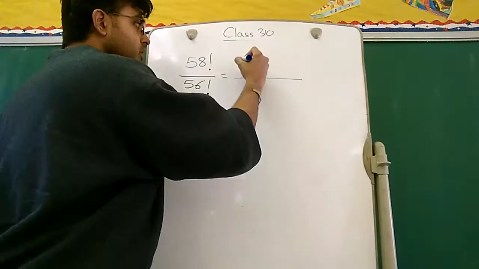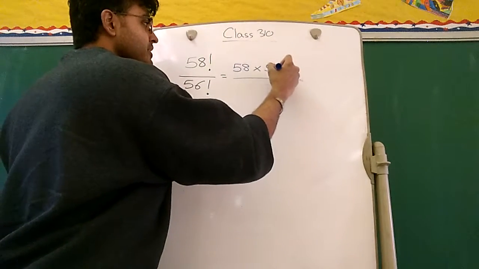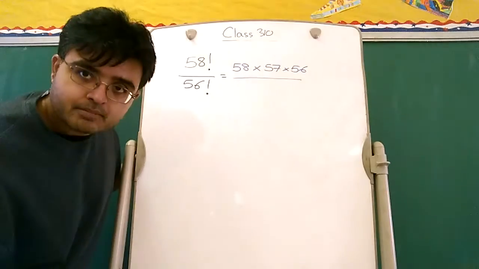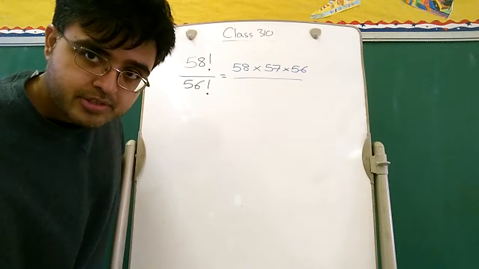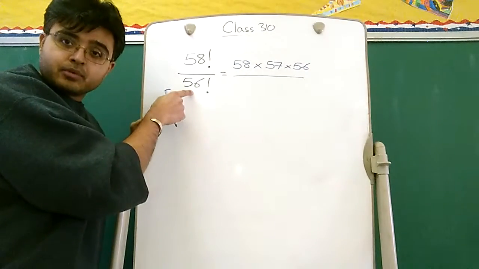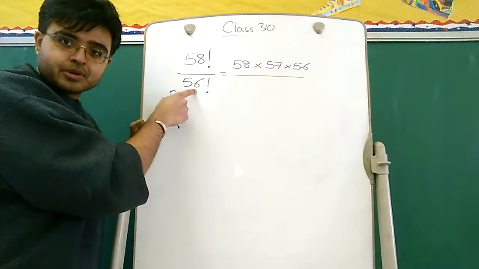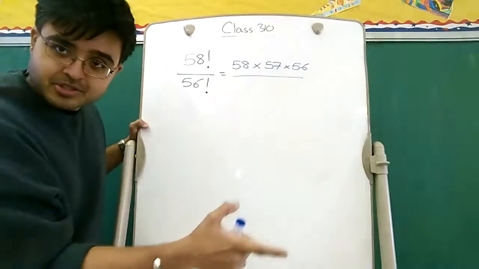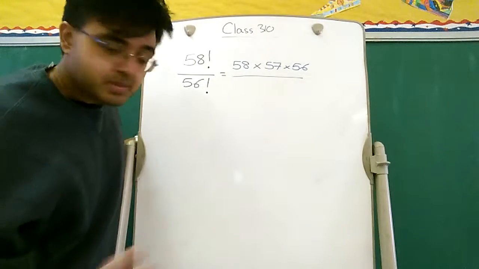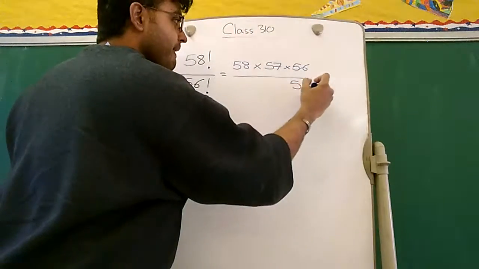Let's do it right now. 58 times 57 times 56. Stop. I will not go any further down than 56. Why? Because 56 is the number right below the denominator. This is where I will stop. So I've got my top numbers. Now I just need the bottom number. What's my bottom number going to be? 56. Take it, put it right over here.